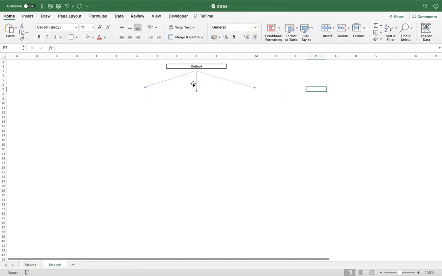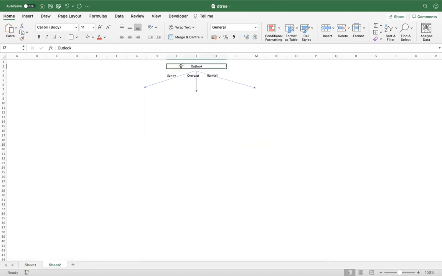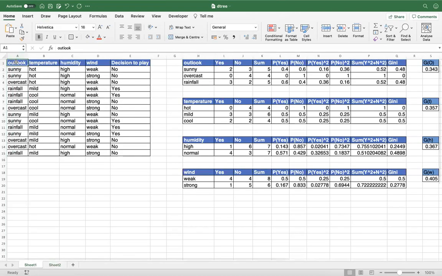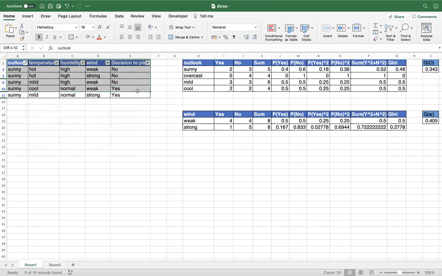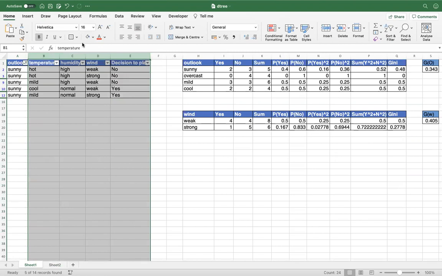So whenever outlook is sunny, overcast, and we have 3 options, right? Sunny, overcast, and rainfall. So whenever outlook is sunny, I am going to limit my data set to only when outlook is sunny. Okay, like this. So this is my updated data set, right? Now, whenever outlook is sunny, what is the next important feature for me? In this data set, I have to repeat this process of calculating the Gini indexes. Clear?